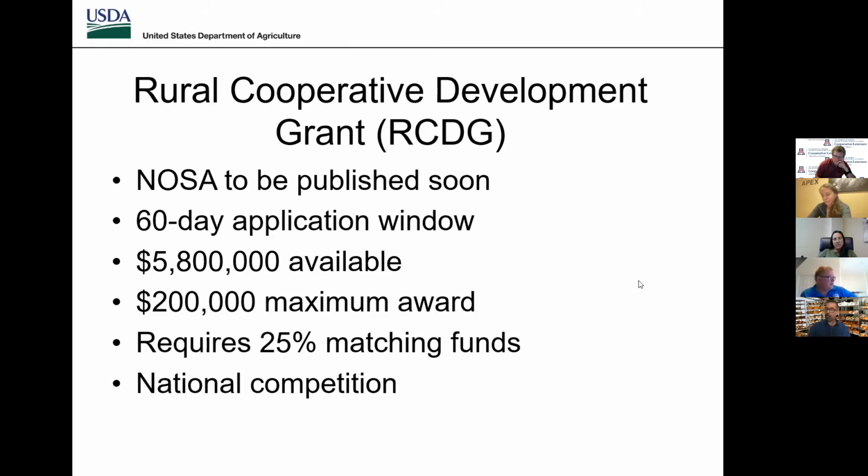We did, last year, have some interest from the Rocky Mountain Cooperative Development Center in doing a project or two over here in Arizona. We don't manage that grant, so I don't know exactly where that's at.